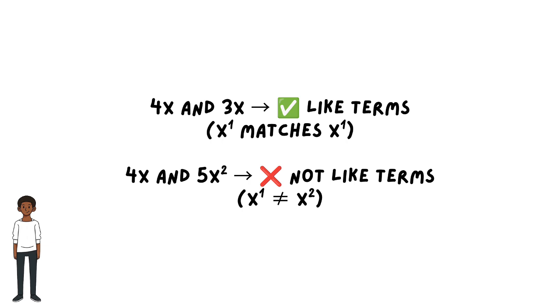Let's look at a simple comparison. Are 4x and 3x like terms? Yes, because both have x raised to the first power. The coefficients 4 and 3 don't matter. The variable parts match. But what about 4x and 5x squared? Even though they both use the letter x, one has an exponent of 1 and the other has an exponent of 2. Because the powers are different, they are not like terms.